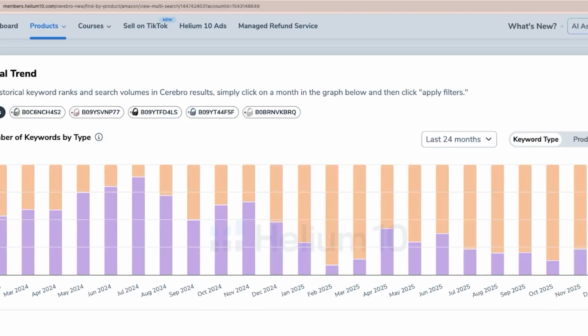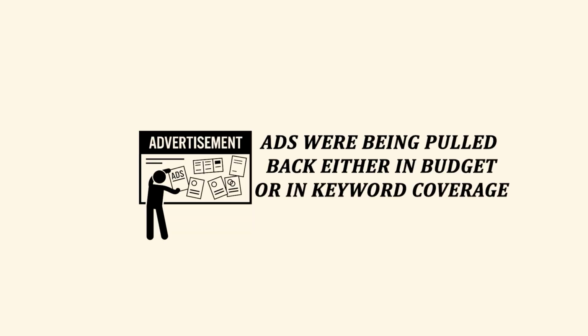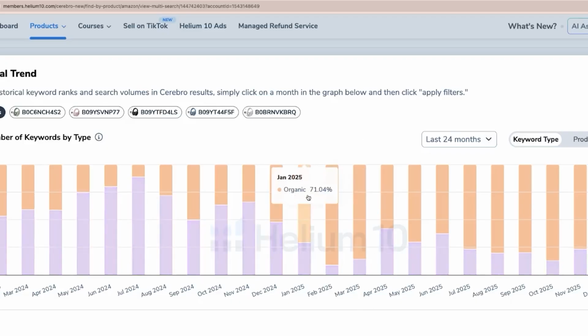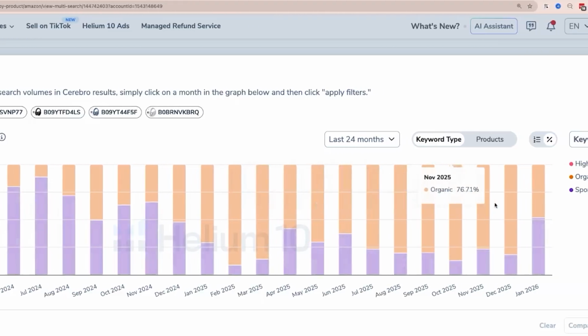So this tells me that ads were being pulled back either in budget or in keyword coverage. And this is where most people get banged up, because when you look at the later months, the organic looks like it makes up a bigger percentage of the total. Look at the organic over here. Organic is orange. So look, it went from 36%, 34% to 52%, 71%, 91%, 80s. The organic clearly is making up the majority of the sales over here compared to in the past.